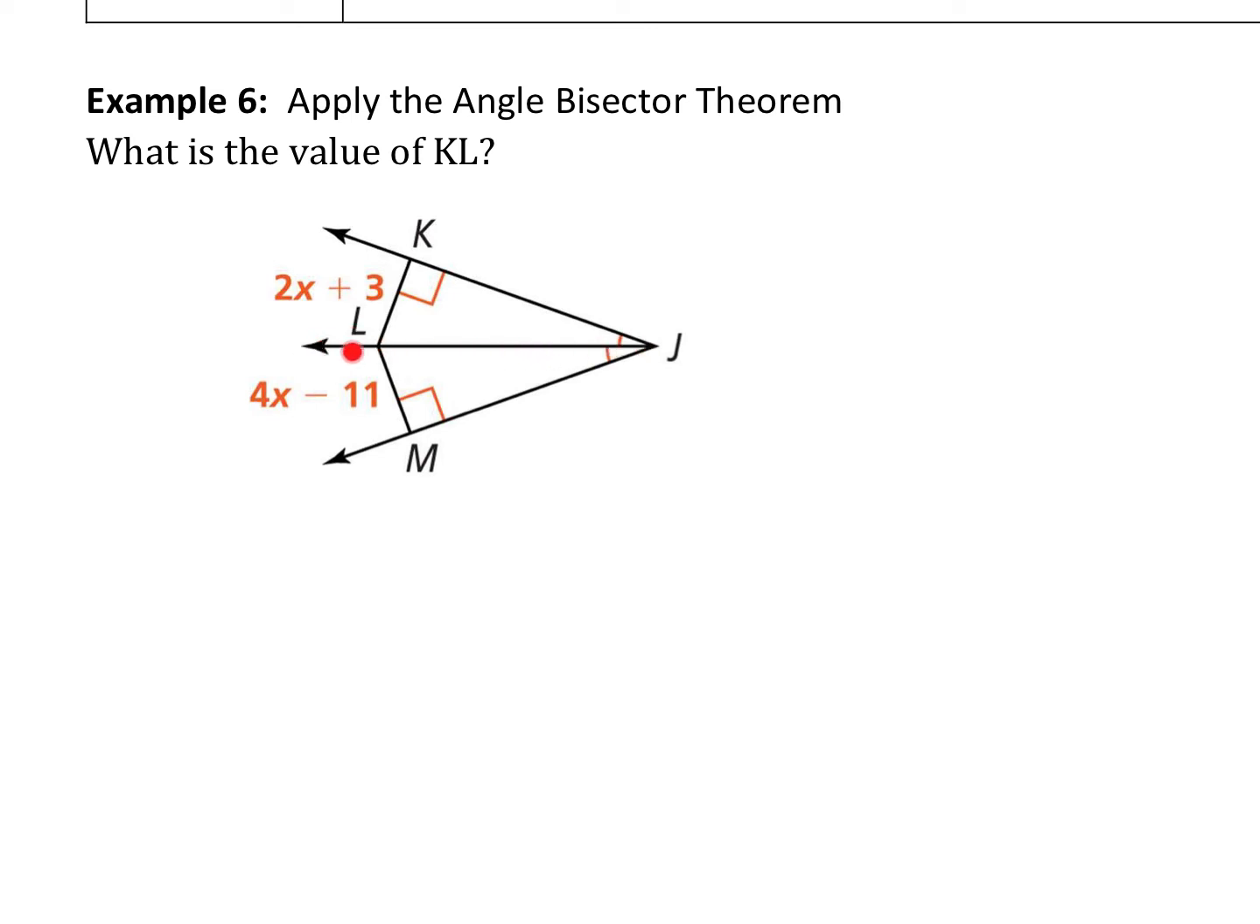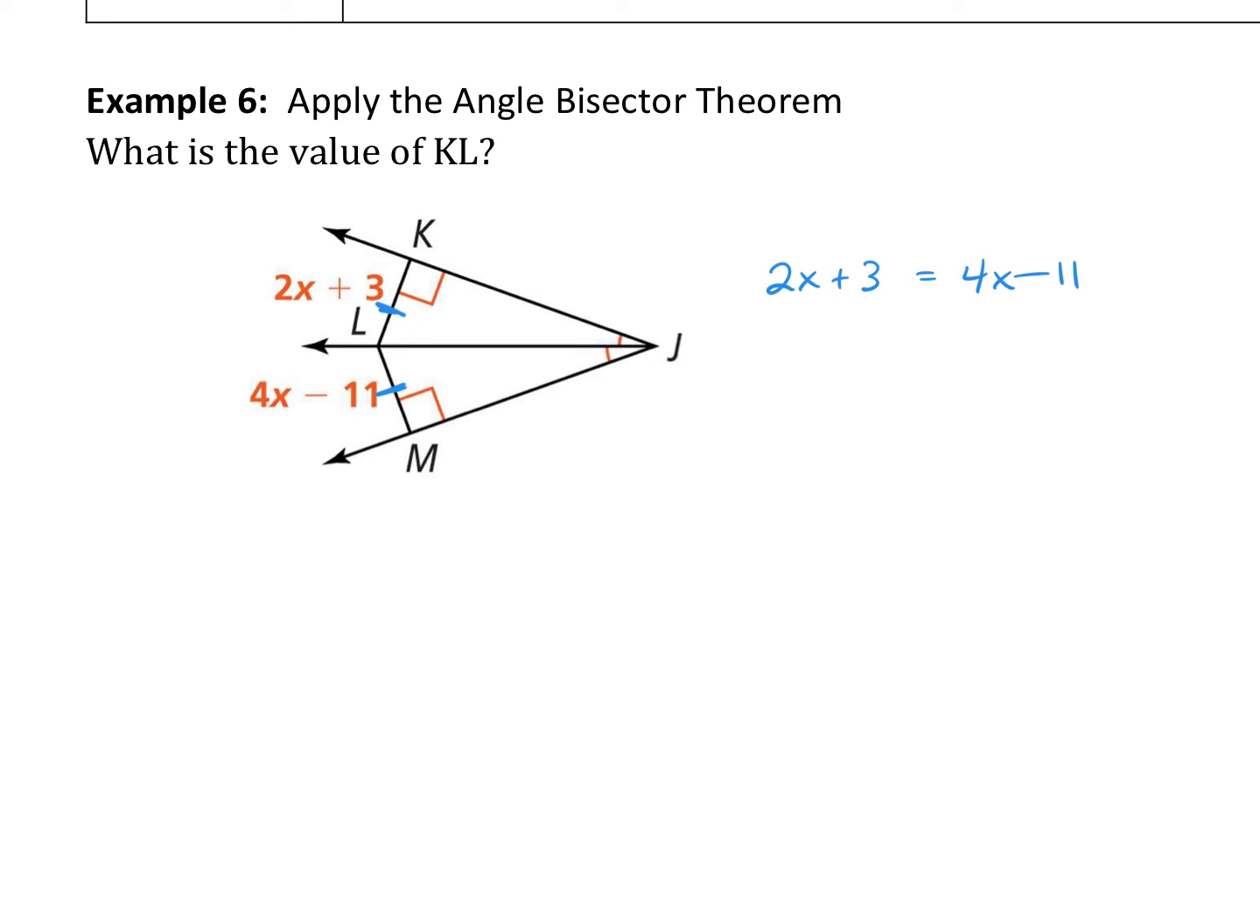Any point on your angle bisector will be equidistant from the sides of your angle. So that tells us that KL is the same distance as ML. So that is the equation we can write: 2x plus 3 is equal to 4x minus 11. And then let's go ahead and solve this equation.